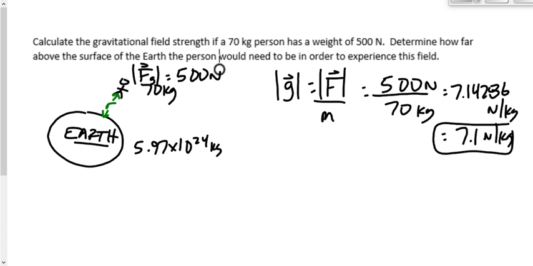I'm just keeping the unrounded number there in case I need it for the second part of the question, which is asking me how far above the surface the person would need to be in order to experience that field. Good. 7.1. My guess is that I'm pretty far above the surface of the Earth. Why is that my guess? Sydney, why do I think that I'm going to have to be pretty far above the surface of the Earth in order to have this field?